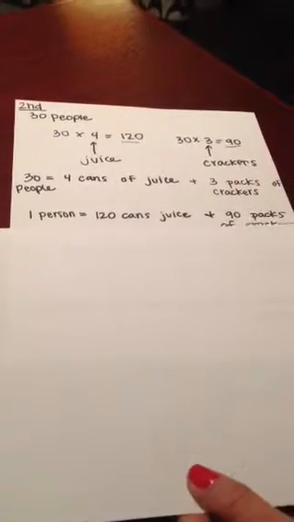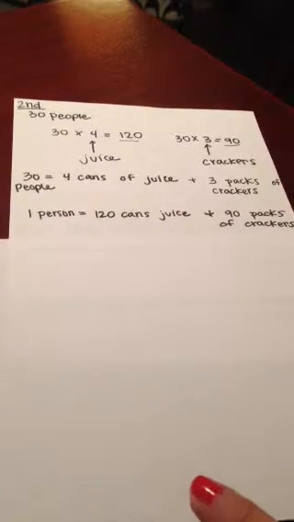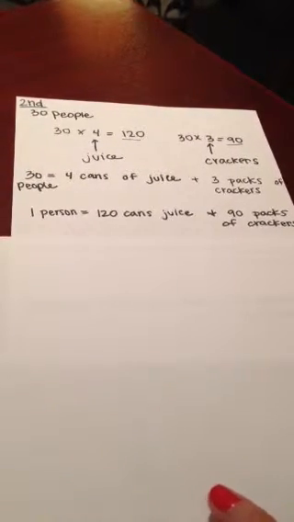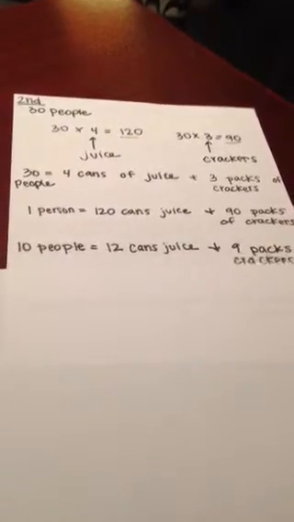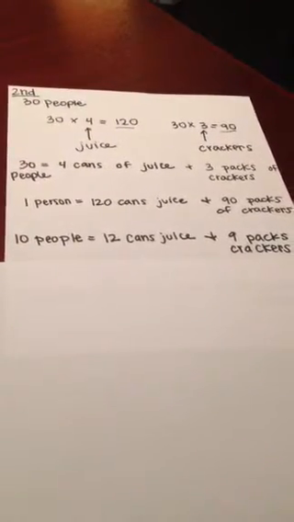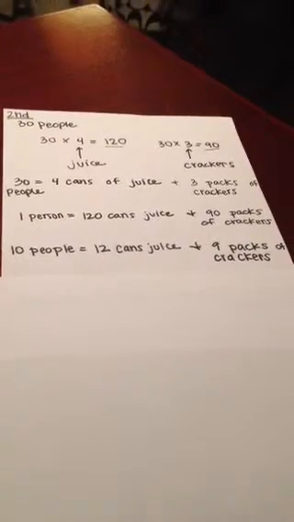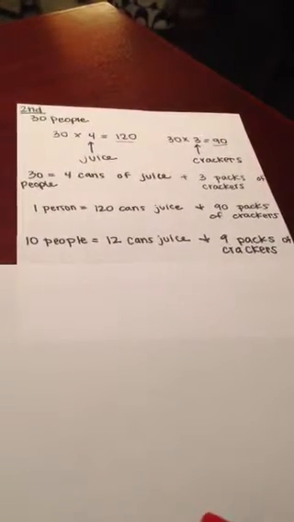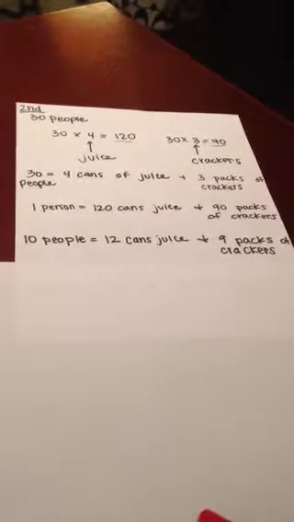Then the student chose to do one person. This made perfect sense because that means each student gets 120 cans of juice and 90 packs of crackers. The student then chose 10 people because that number divides equally as well. 10 times 12 is 120, and 10 times 9 is 90. That means that each person gets 12 cans of juice and 9 packs of crackers.